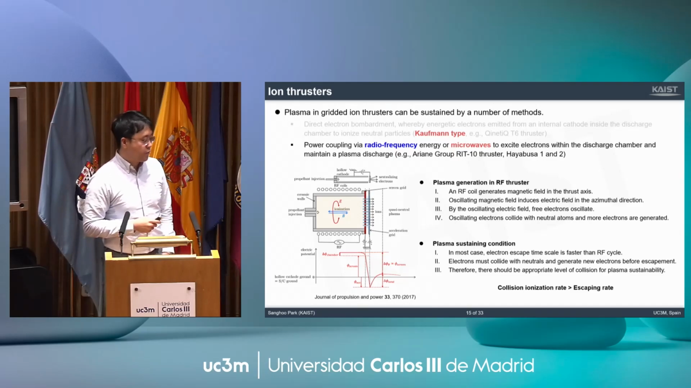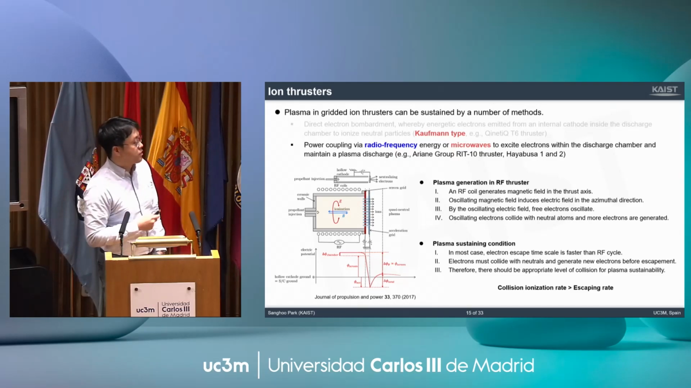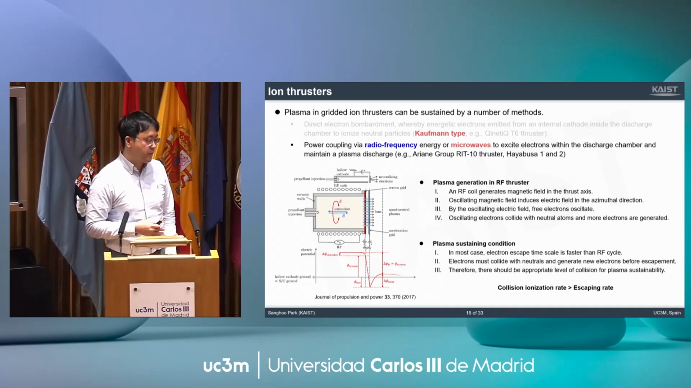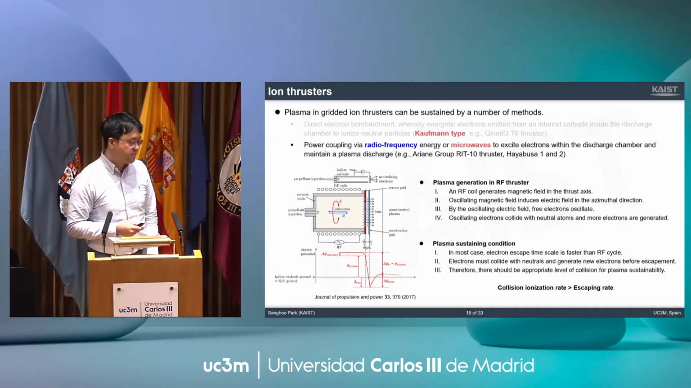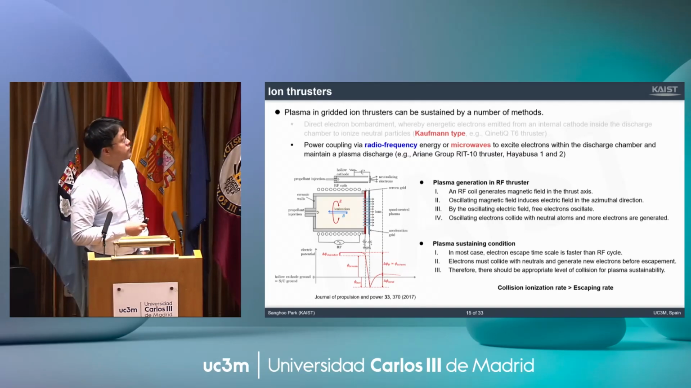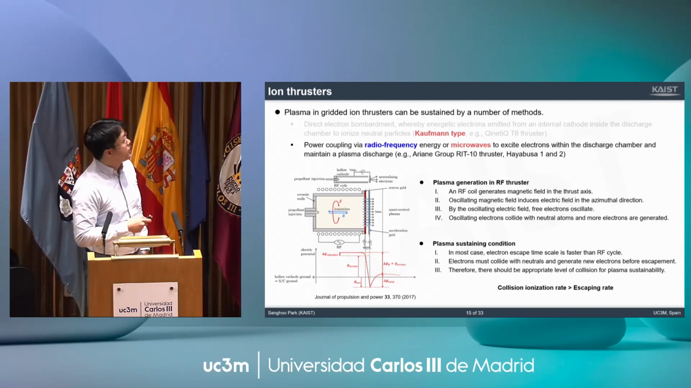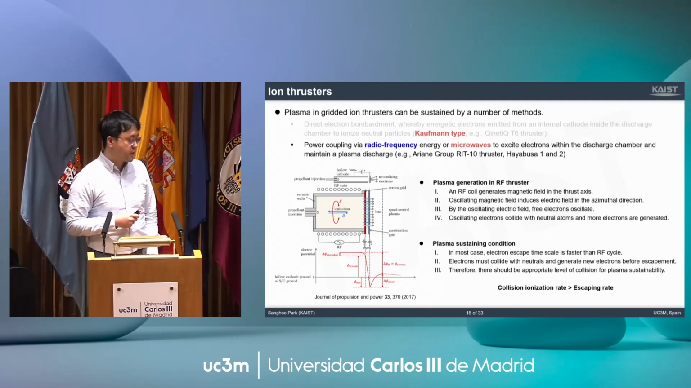So when we use DC plasma, we can call it Kaufman type, and then we can choose radio frequency power or microwave excitation, and then we can find many well-established types of ion thruster. For example, RIT, many different versions of RIT, and Hayabusa 1 and 2. Okay, and here is a very simplified schematic of the radio frequency ion thruster.